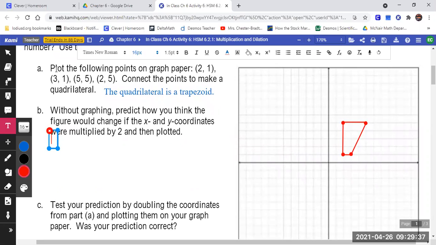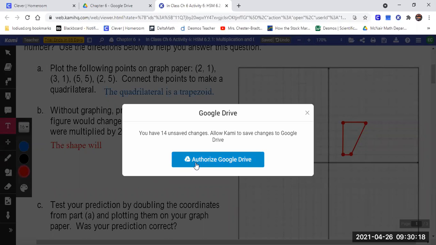Is it going to stay the same? If I multiply the x and I multiply the y, will it stay the same? I'll wait on you. We don't think it'll stay the same. How do we think it's going to change? If it gets larger, okay.